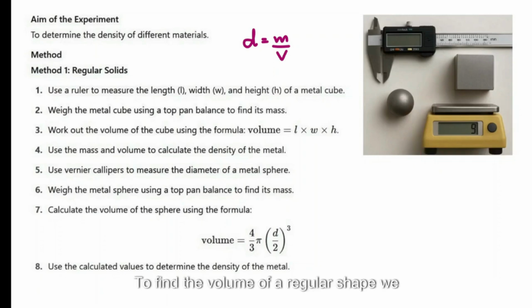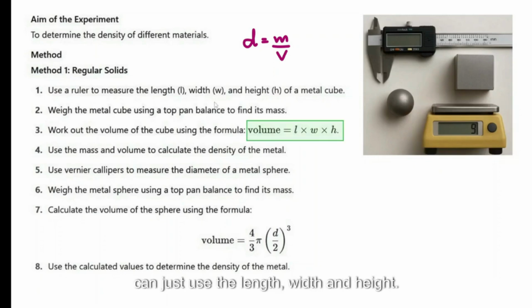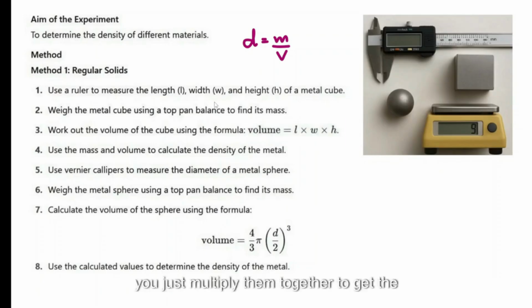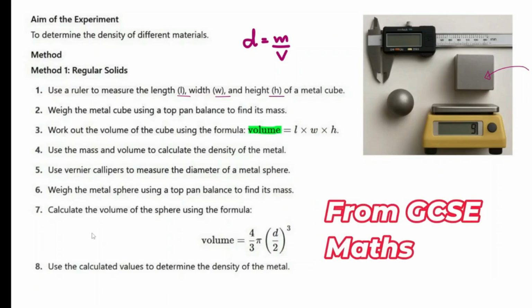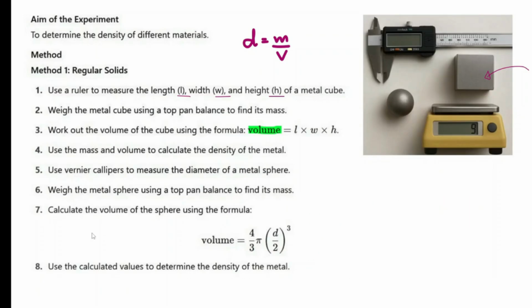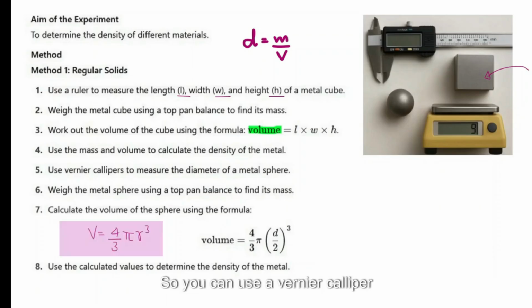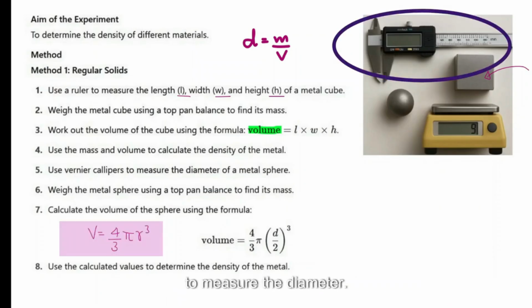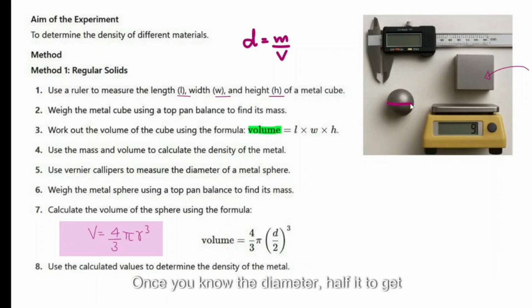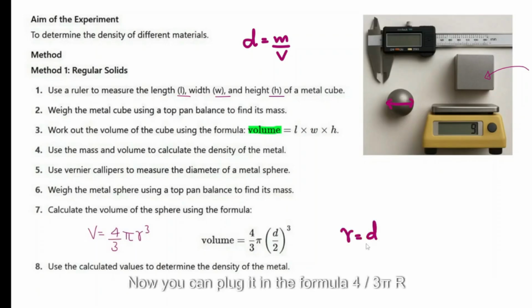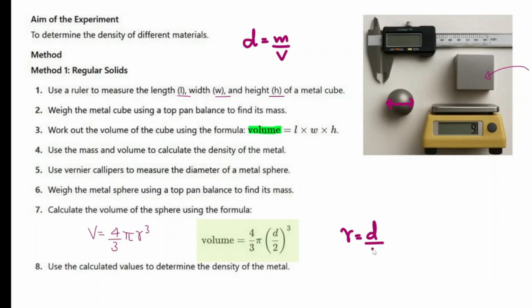To find the volume of a regular shape, we can just use the length, width and height. For example, for a metal cube, you just multiply them together to get the volume. Now to find the volume of a sphere, the formula is 4/3 pi r cubed. So all we need is the radius, so you can use a vernier caliper to measure the diameter. Once you know the diameter, half it to get the radius. Now you can plug it in the formula 4/3 pi r cubed to get the volume.